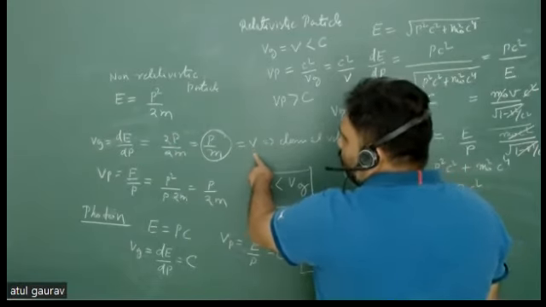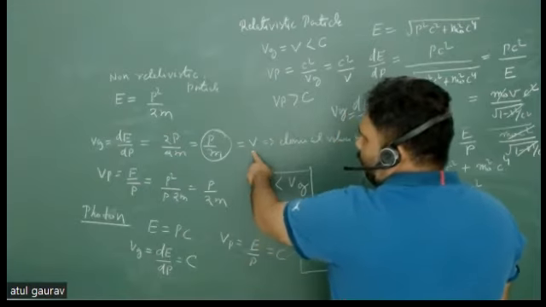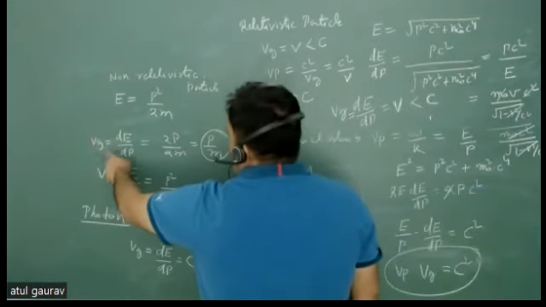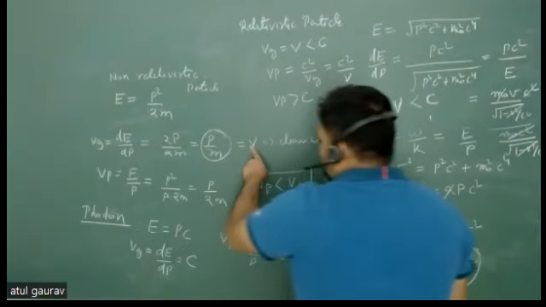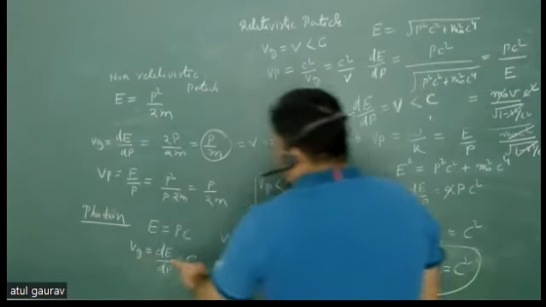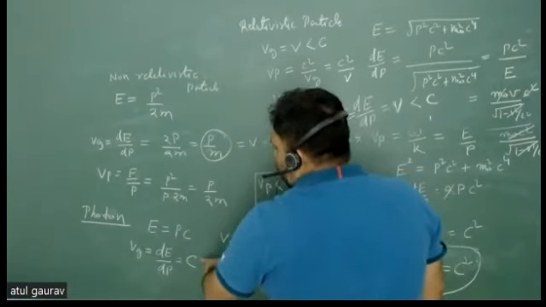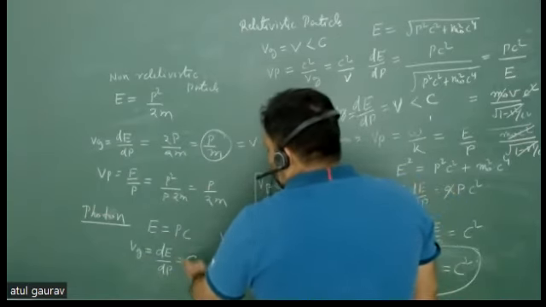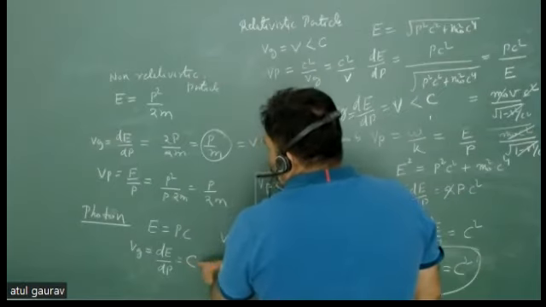Are you getting my point? In the non-relativistic case, your Vg is equal to V, that is the velocity of a particle. In case of a photon, your Vg is equal to C. The photon is moving with the speed of C. In this case, Vg and Vp are both the same.